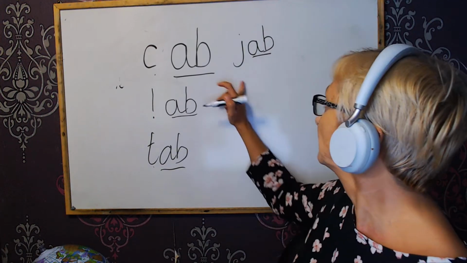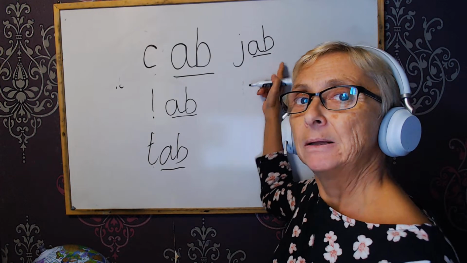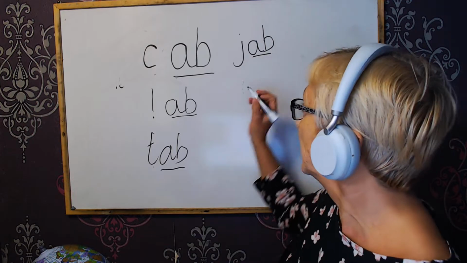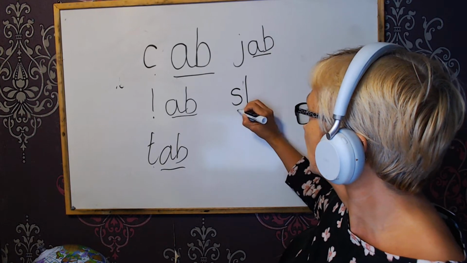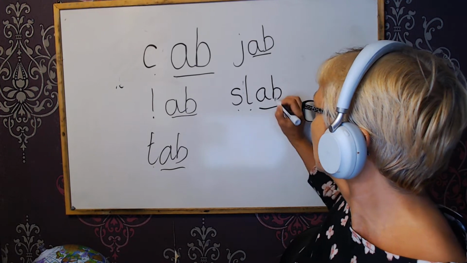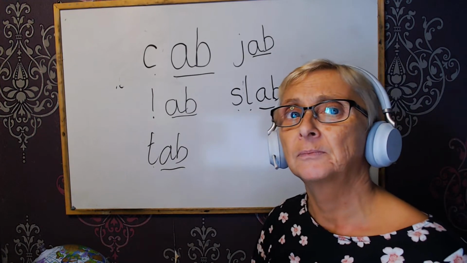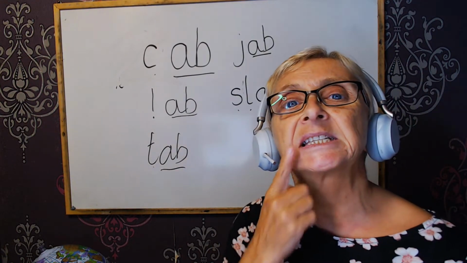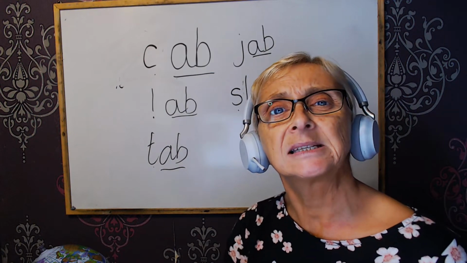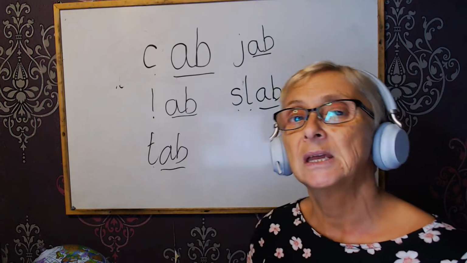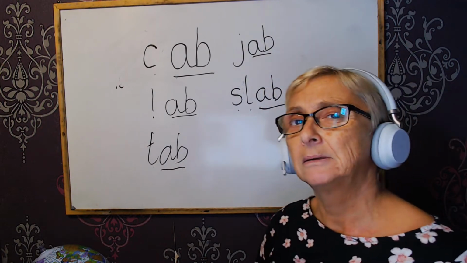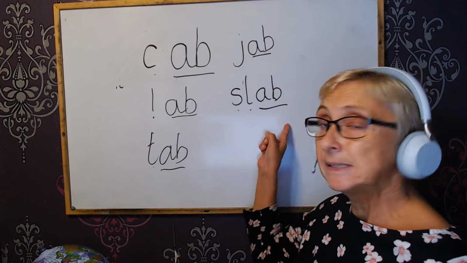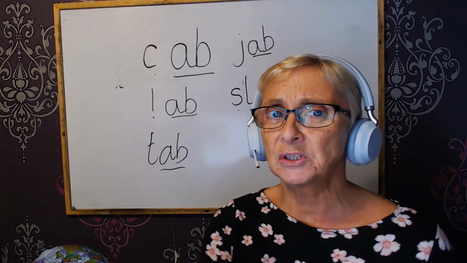J, ab, ab, jab, jab. And we'll do one tricky one. Consonant cluster. You see those two together? Sl. You try. Sl. Together. Sl. Ab. Slab. Slab. Slab. So those are our words today.